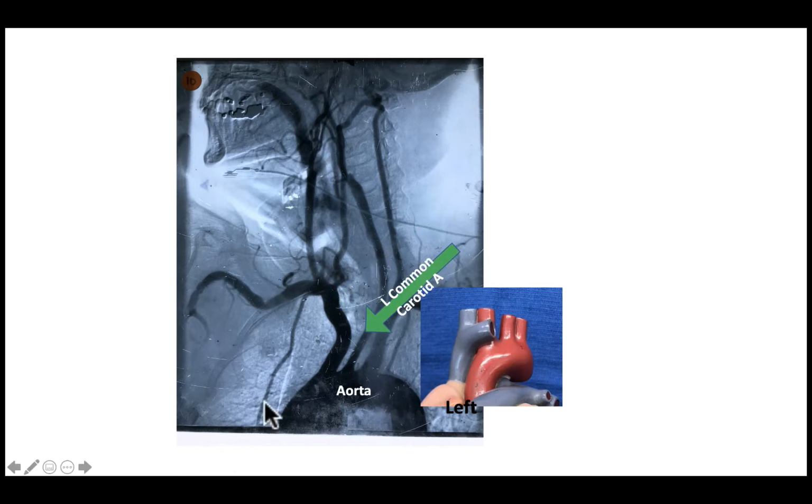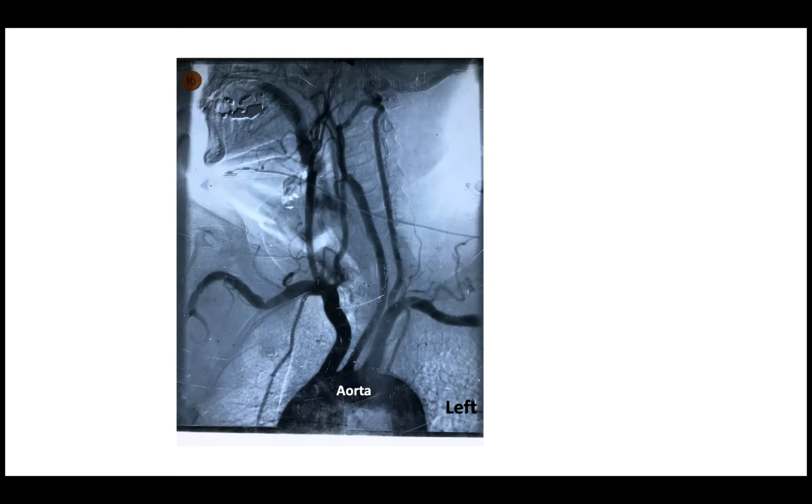The second artery coming off of the aorta is the left common carotid artery, and here we can see it coming off of the aorta in the model as well. And then moving further to the left side, we have the third artery coming off the aorta, the left subclavian artery, and here we can see it in the model. So now let's name the rest of these arteries that we can see in the upper body.